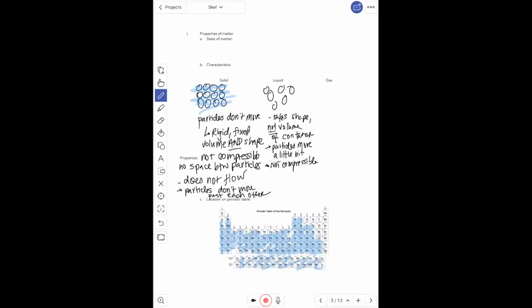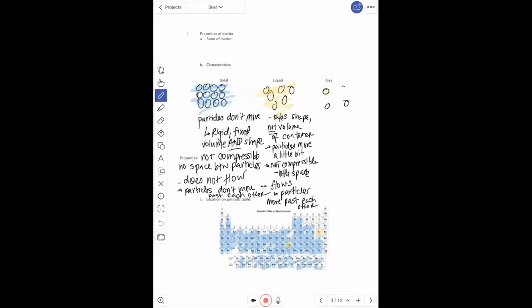And another consequence of the ability for liquid particles to move past each other is that liquids flow easily. There are 2 elements in the periodic table that occur naturally at room temperature as liquids, and these are mercury and bromine. That brings us to gases.